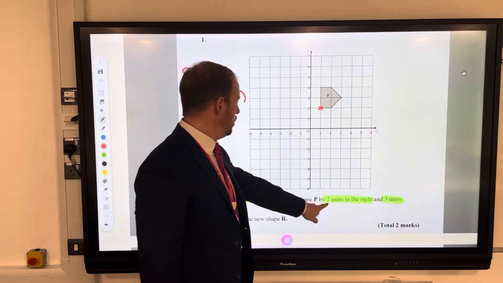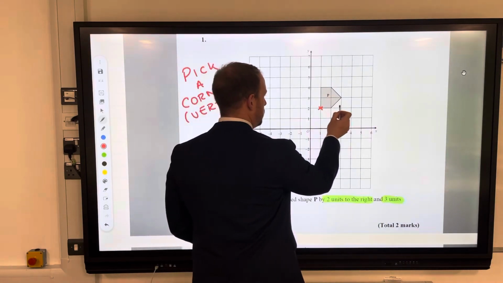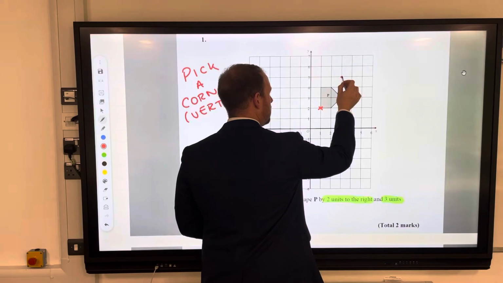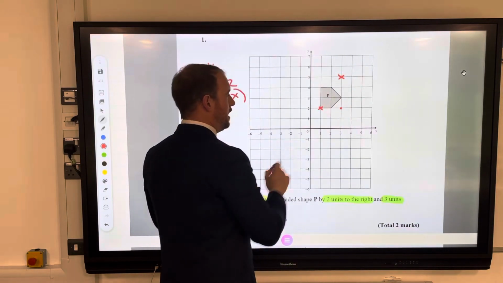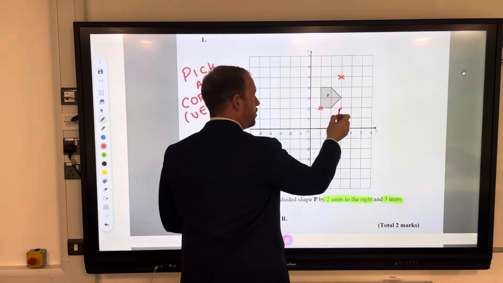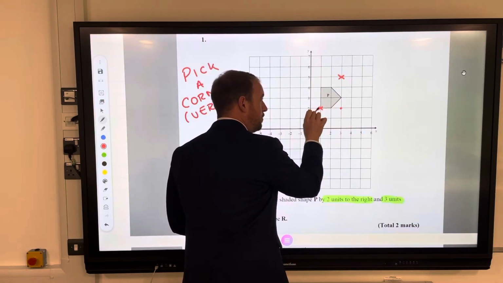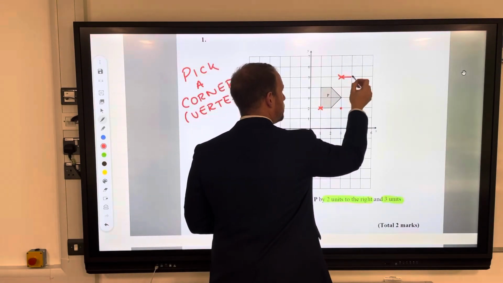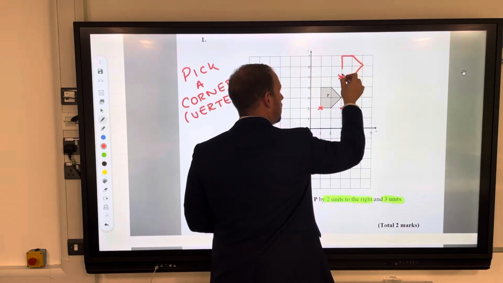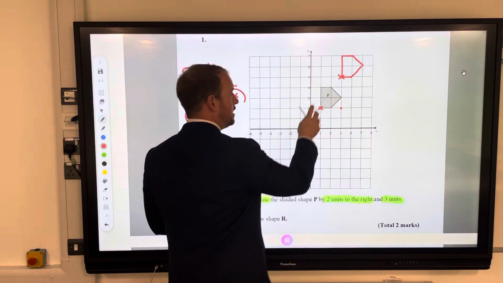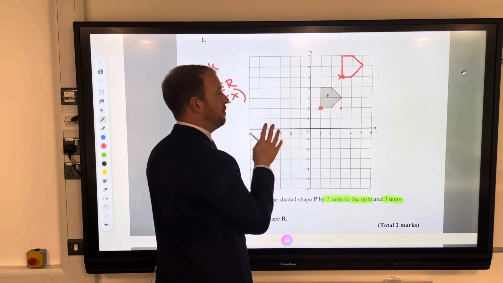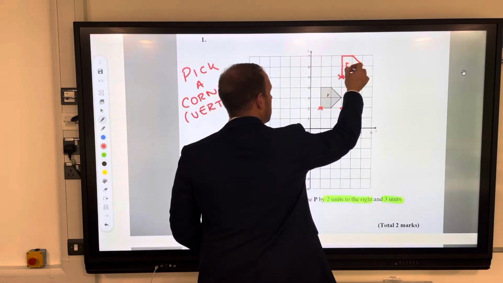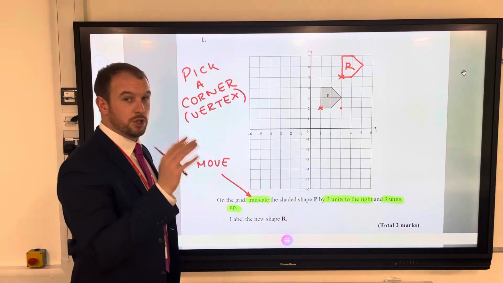So 2 units to the right, so 1, 2, and then 3 units up, 1, 2, 3. So our shape is going to move 2 units to the right, 3 units up. So this part of the shape is now going to start there. So then if I draw this shape when it's been translated, you can see it's exactly the same size. It's exactly the same shape, just been moved to a different place. Label the new shape R. Easy as that. Translate just means move.